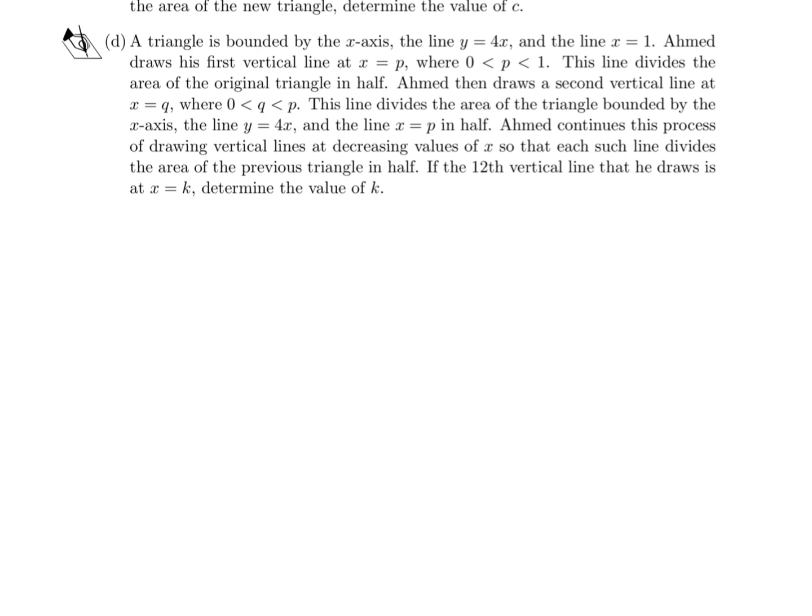A triangle is bound by the x-axis and the line y equals 4x and the line x equals 1. Ahmed draws his first vertical line at x equals p, where p is between 0 and 1. This line divides the area of the original triangle in half.